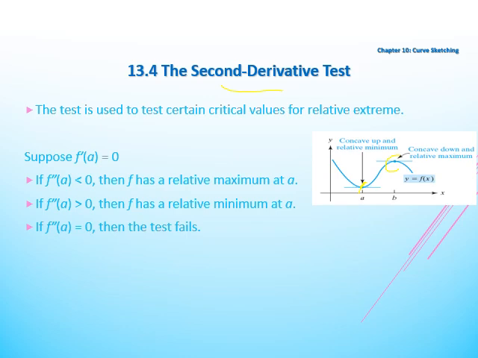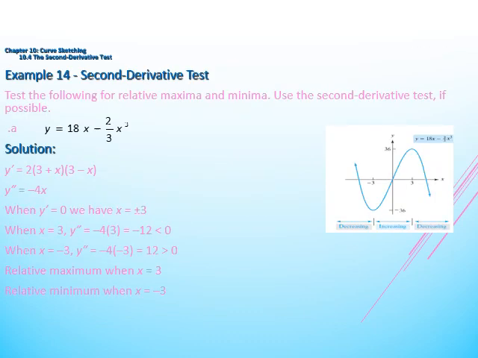Supposing that the first derivative is equal to 0, then we have three cases. The first case, if the second derivative of a is less than 0, then f has a relative maximum at the point a. And if the second derivative of a is greater than 0, then f has a relative minimum at a. And finally, if the second derivative of a is equal to 0, then the test fails. Let's move to an example to get more practice with the second derivative test.